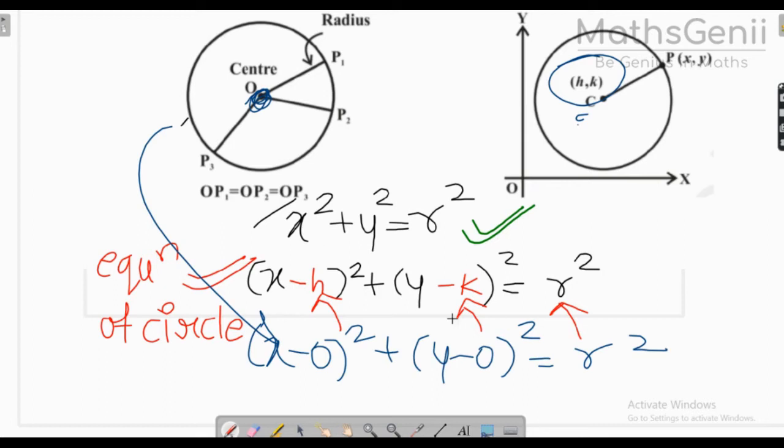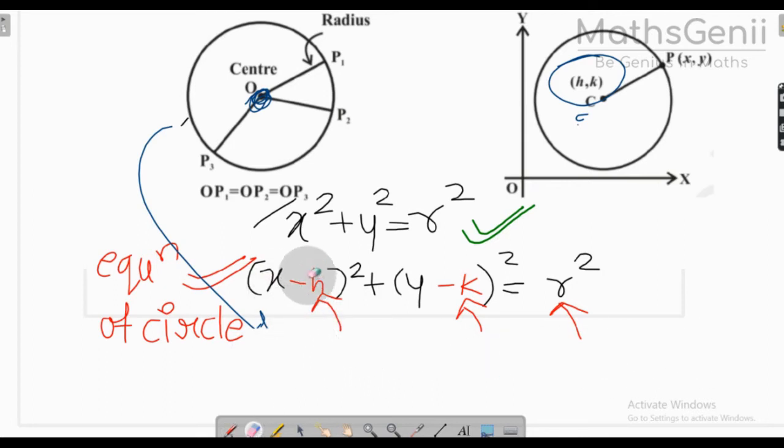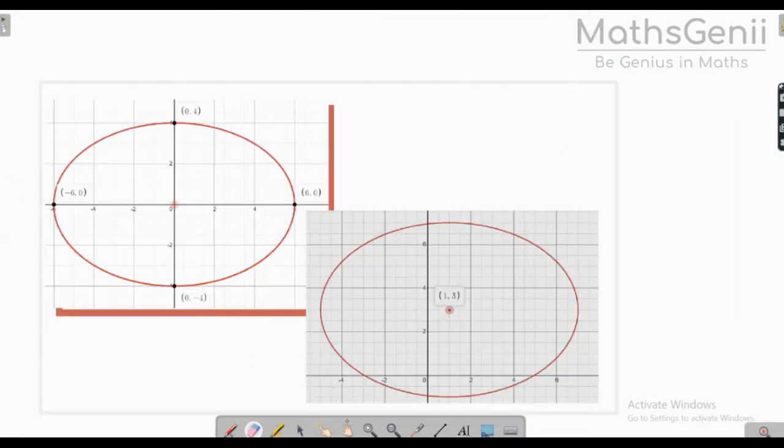So h is your 0, k is your 0. So this is your general equation of a circle. Similarly, for an ellipse, can it happen that the ellipse's center can be shifted? I'll show you one example.